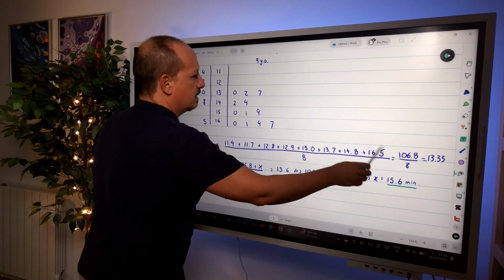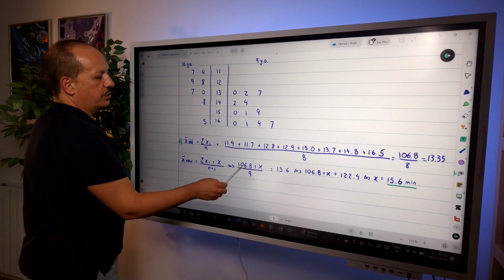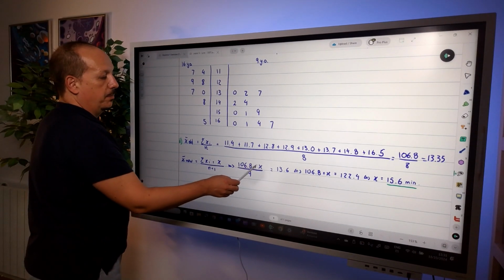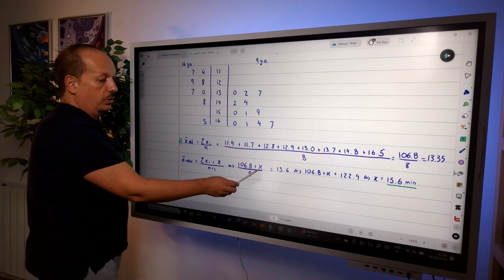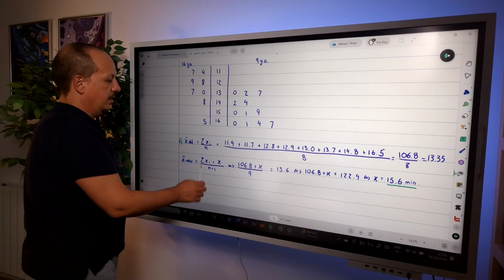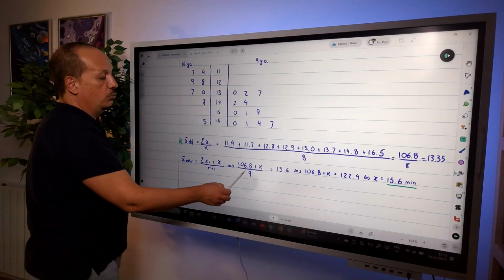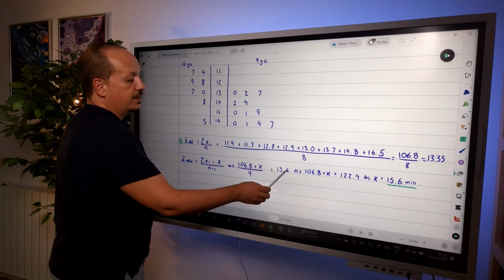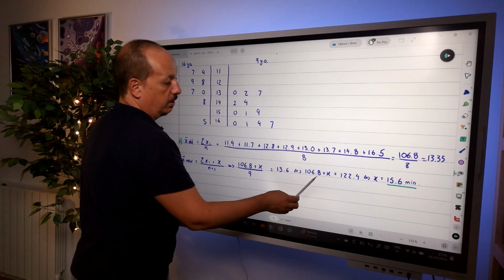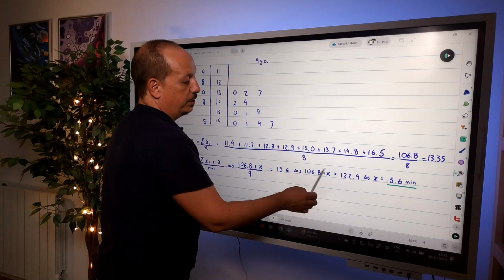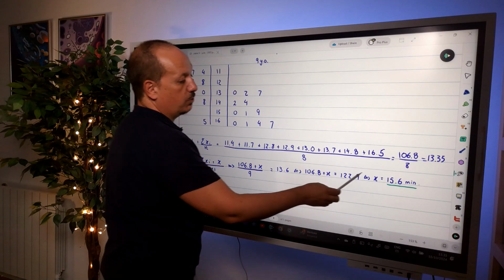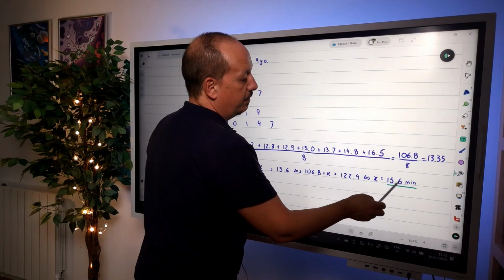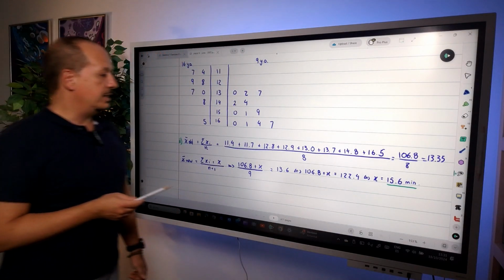This equals 106.8, plus what the question is asking, x, divided by the total new number of students, which is 9, and you know that this equals 13.6. So do all the required algebraic manipulation and solve the equation to get the value of x, and the value of x is 15.6 minutes.